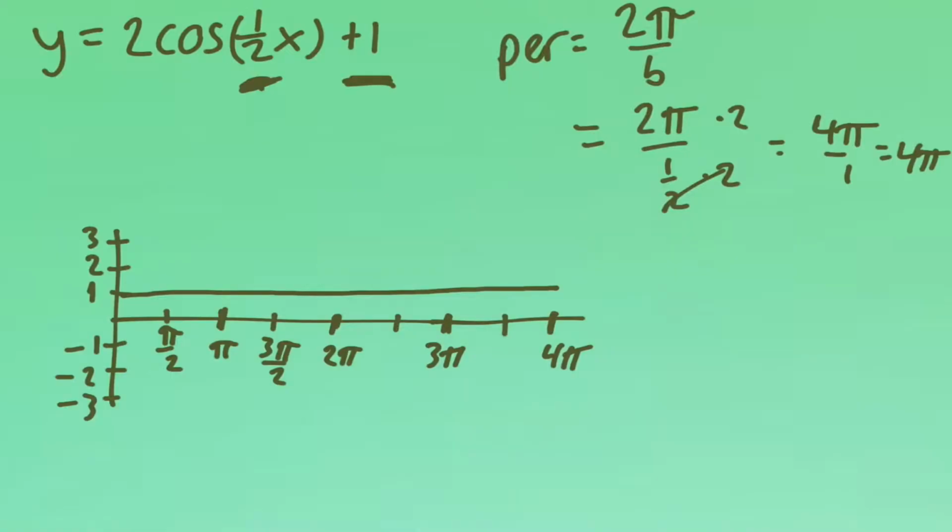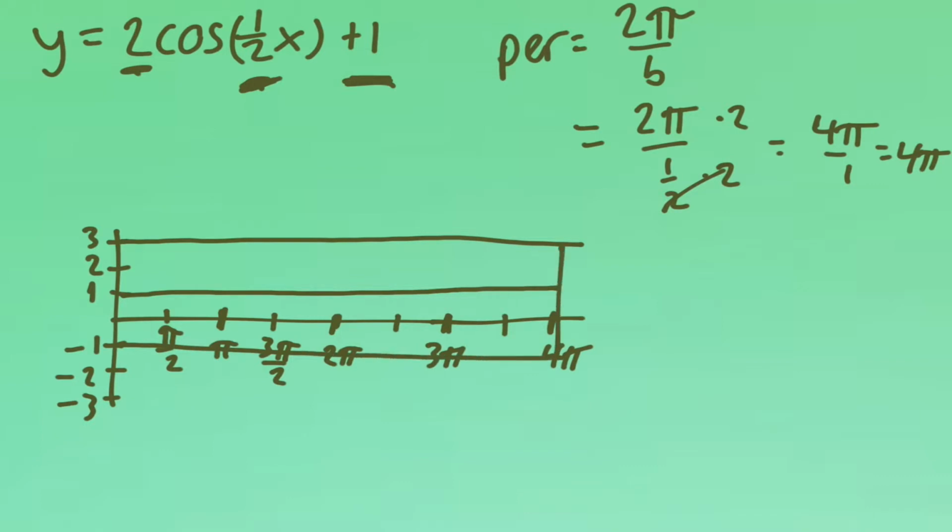We're going to draw the height of the box from the top and bottom from the midline based on the amplitude. The amplitude is 2. So we're going to count 2 up from 1. 1 plus 2 is 3. And 1 minus 2 is -1. Now we have the box, and we can label the key points inside the box.